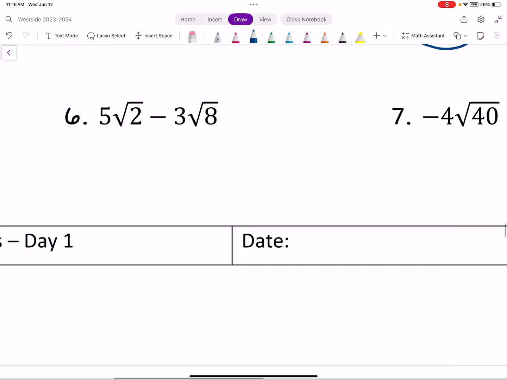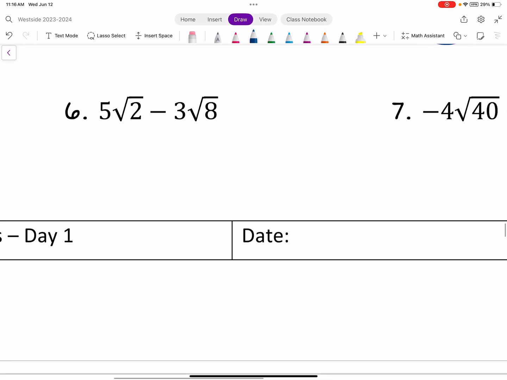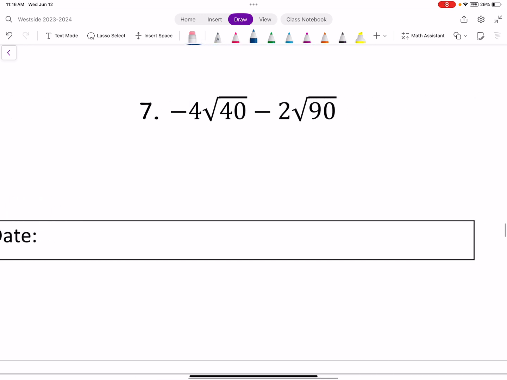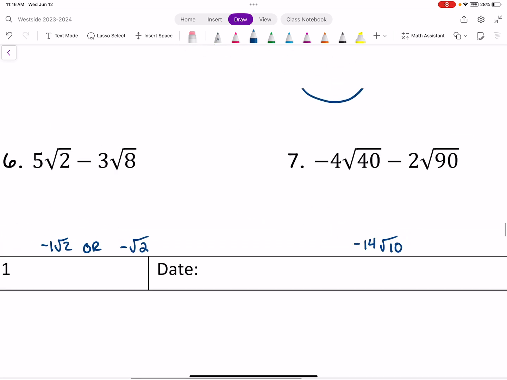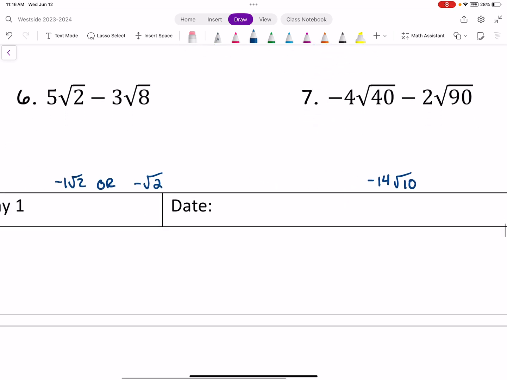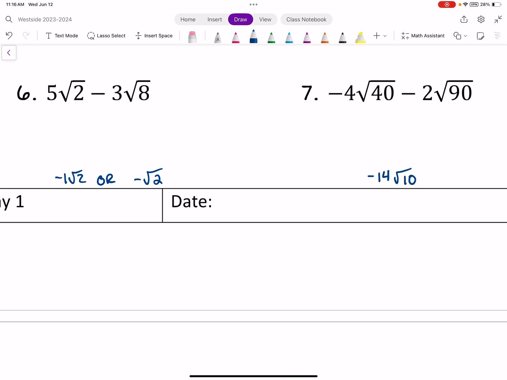All right, I'm going to go ahead and give you the answers to the next two for you to check. This one, number 6, should be negative 1 radical 2, or you could just go ahead and leave it as negative radical 2. And the last one here, you would get an answer of negative 14 radical 10. So go ahead, try 6 and 7, see if you get those answers. Otherwise, you know that you need to ask a question.